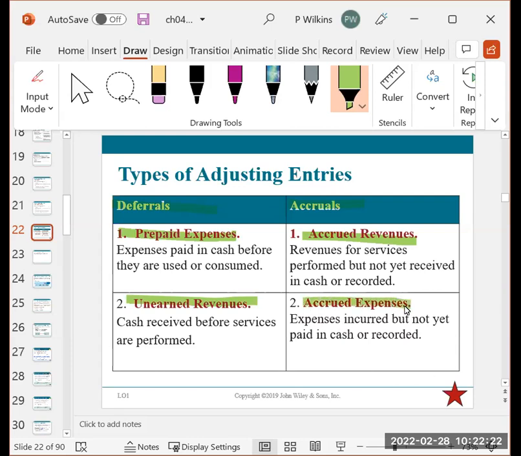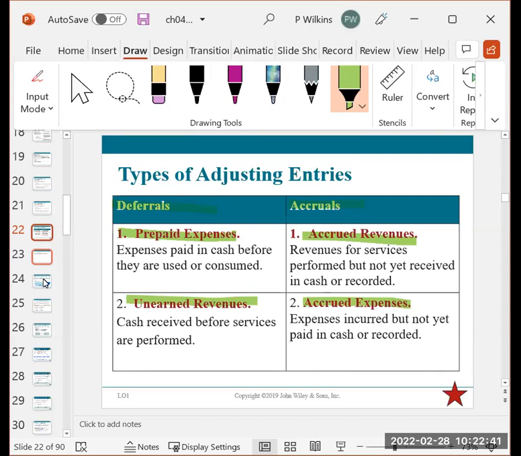Accrued expenses are expenses incurred but not yet paid in cash or recorded. So that might be where you receive a utility bill, but you're going to pay it later, right? So you would debit utilities expense and then you would credit utilities payable. Okay.